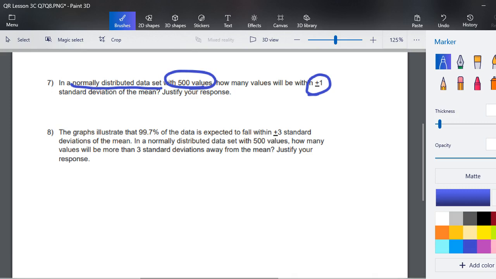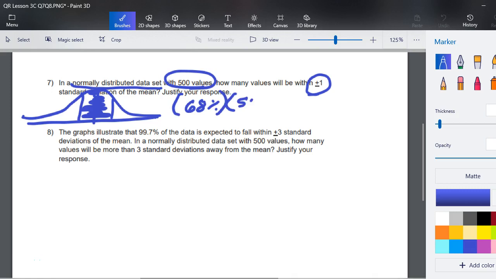I like drawing a quick sketch. They're asking about how much is going to fall between plus or minus 1 standard deviations of the mean. That's 68% of the data. And if we have 500 values, then we're going to find out what's 68% of 500. Grab your calculator. Let's do a quick calculation. We get that 340 values are going to fall within plus and minus 1 standard deviations from the mean.